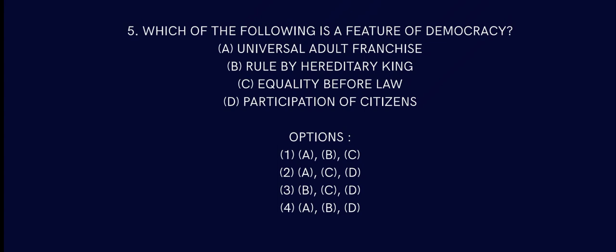Question number 5. Which of the following is a feature of democracy? Universal adult franchise, ruled by hereditary king. So hereditary king is a no-go, so remove B. Here's your answer: A, C and D. Universal adult franchise is a part of democracy. Equality before law is a part of democracy. Participation of citizens is exactly a part of democracy. There's your answer, A, C, D.